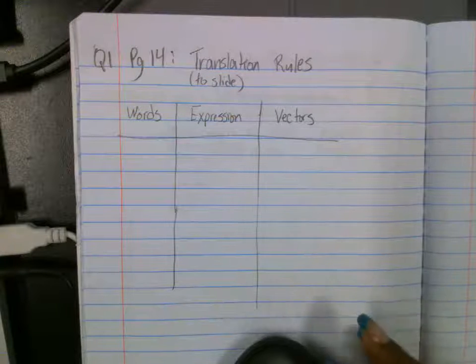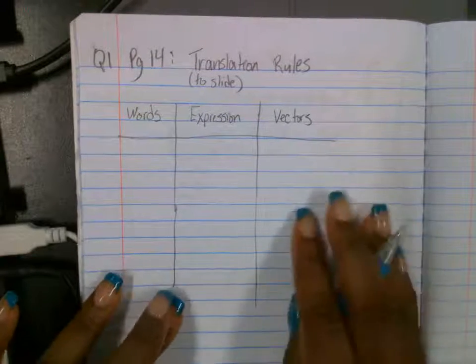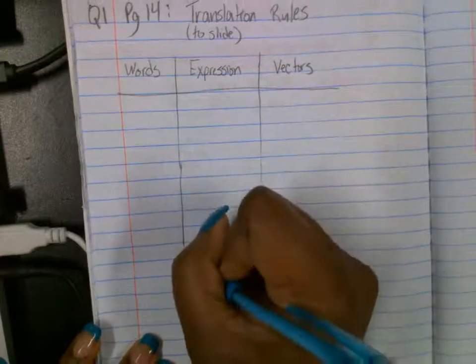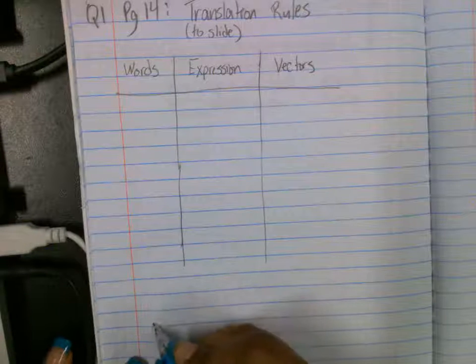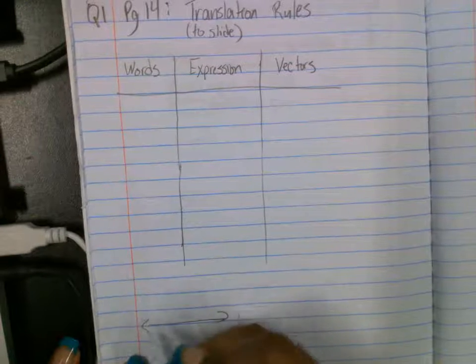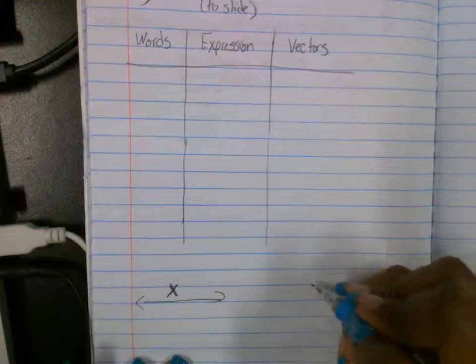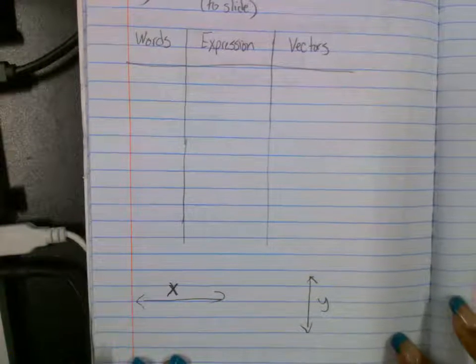All right, so we're gonna go through this together. We're gonna do a couple examples, about 4 examples. So the examples that I'm gonna do, I want to make sure that you understand this. If they say to the left or to the right, they're talking about the x, so use the x coordinate. If they're saying up or down in the translation, they're talking about the y coordinate.